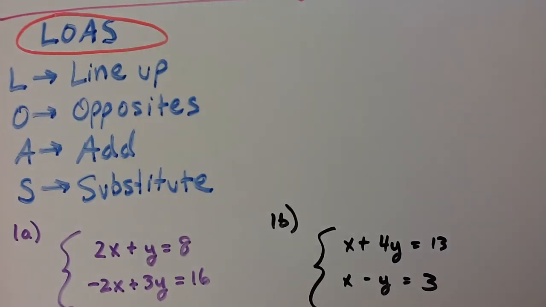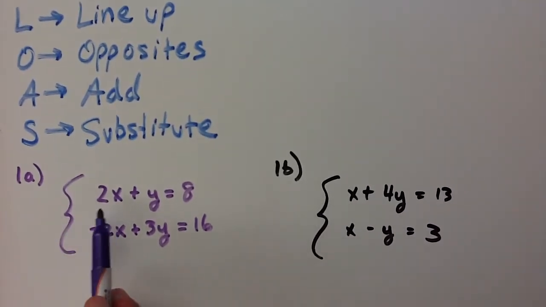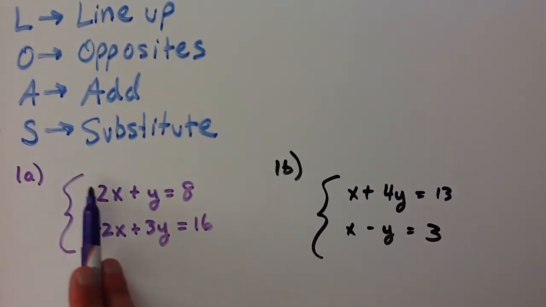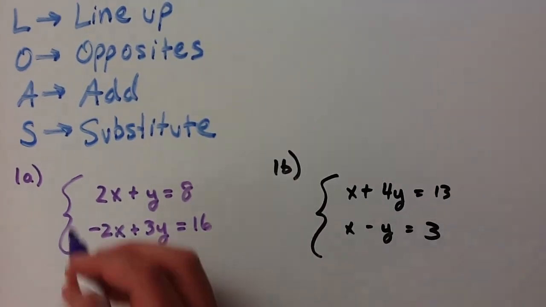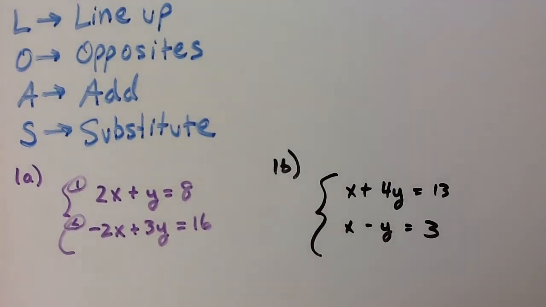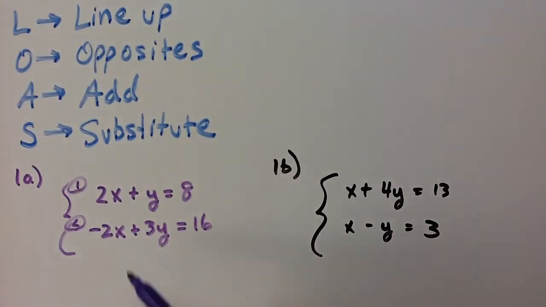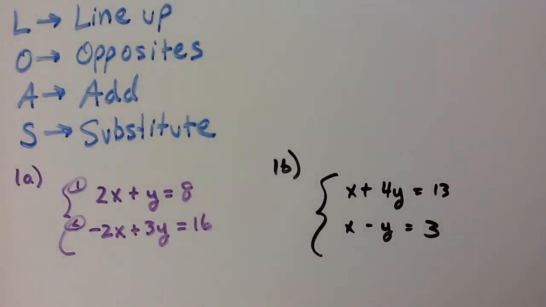So let's do two examples, example 1a and example 1b. So 1a is right here. We have this system. This bracket just says that these are a system. This equation works with this equation. Let's call the top equation equation 1 and the bottom equation equation 2. So first off, L, are these equations lined up? Well, yes, they are. I have x's stacked, y's stacked, and constants stacked on top of one another.